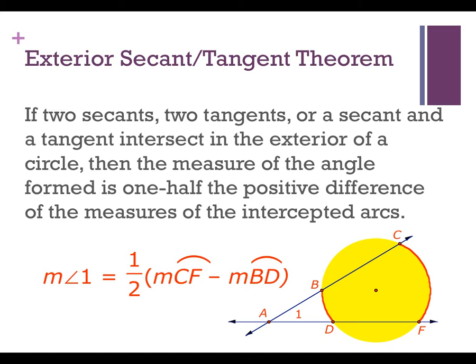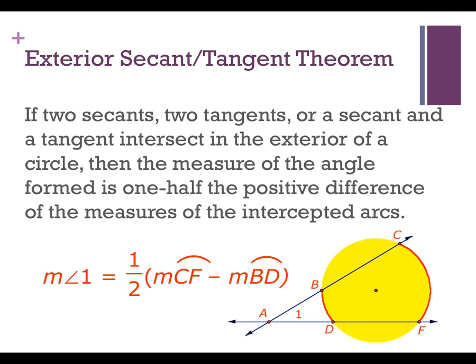Forms an angle. Again, you could write down all this gunk, but I'll give you a nice easy buzz phrase to remember here. Big arc minus little arc divided by 2.